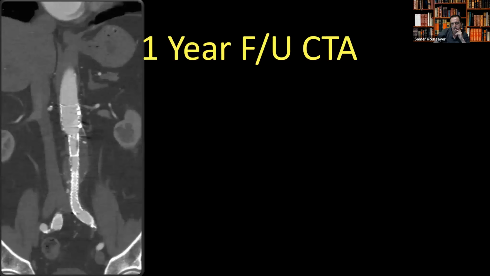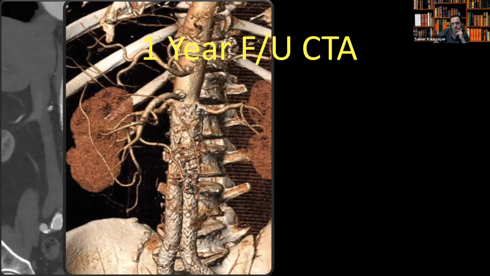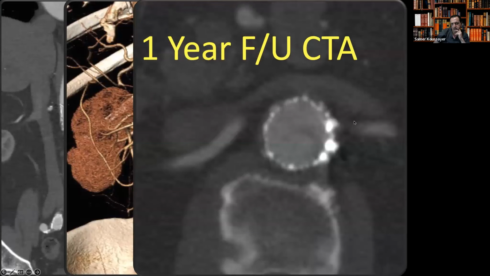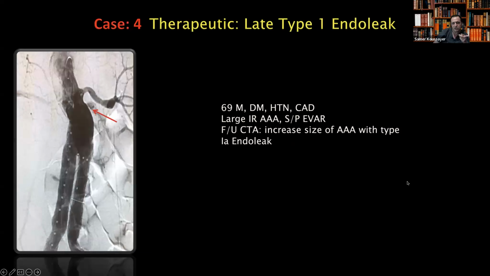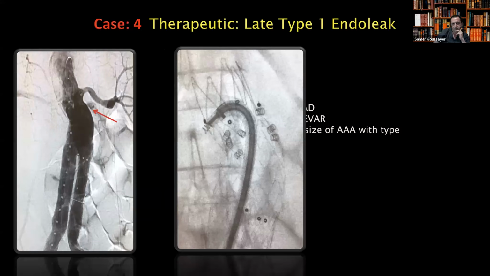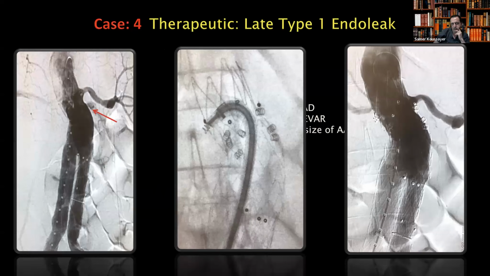You can see the endoleak is gone, and this is the follow-up CT angiogram. You can see the anchors here, and you don't see any type 1 endoleak. Another patient came again with a type 1 endoleak, and we put in a couple of Endoanchors, and you see the endoleak is gone after putting Endoanchors.